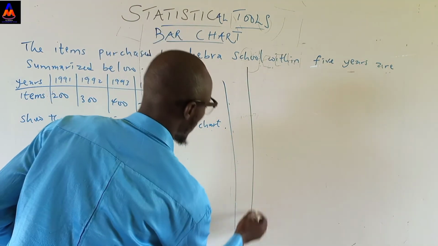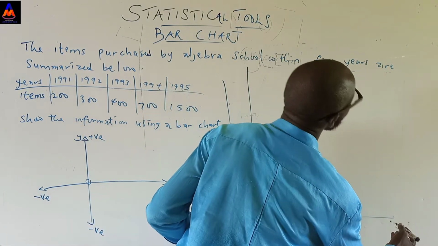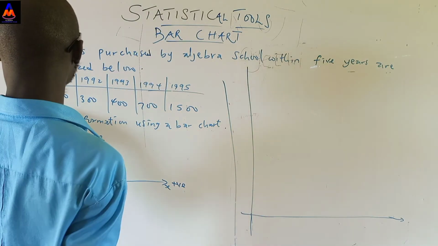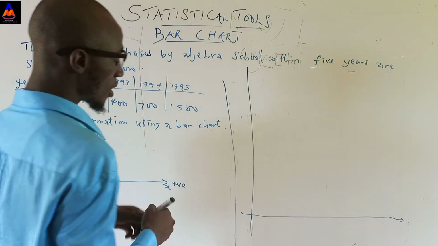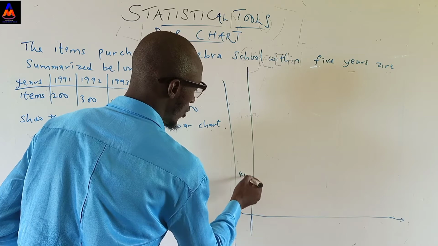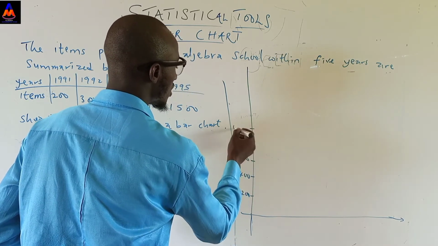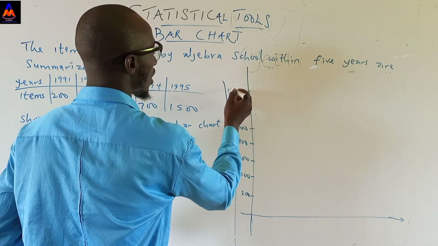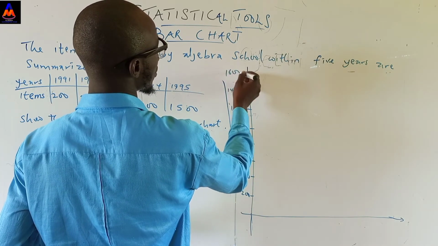We don't have negative values for our data, so we just have it represented like this. On our y-axis, we can see the values of y, which will represent the items. The lowest one is 200, the next one is 400, then 600, 800, 1000, 1200, 1400, and the last one is 1600.